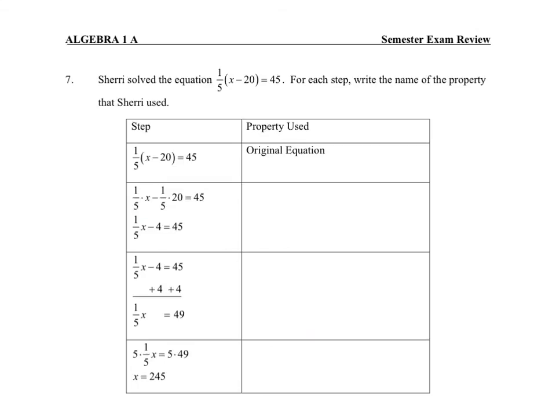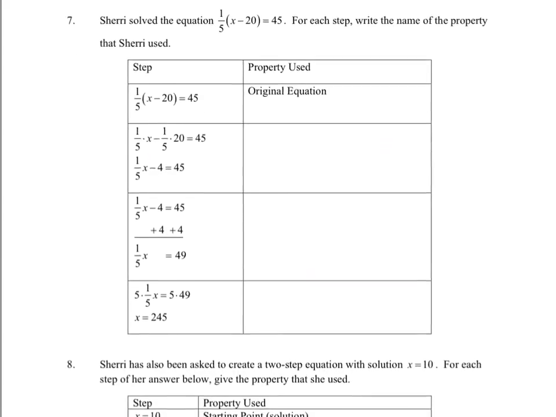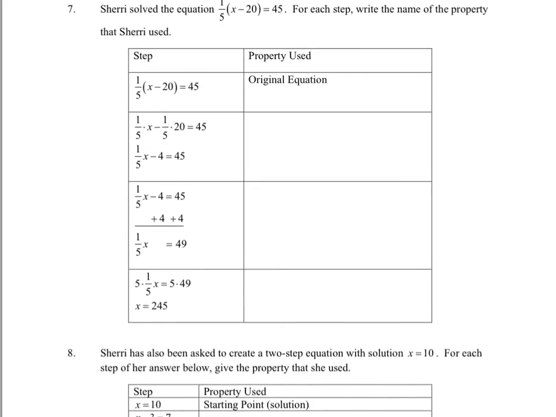Sherry solved the equation 1/5 of x minus 20 equals 45. For each step, write the name of the property that Sherry used. Go back to your notes and make sure you know all of the properties that were given on property sheets during this unit. So they're showing you the math, and you just have to write the property. So we're starting with this. That was our original equation.